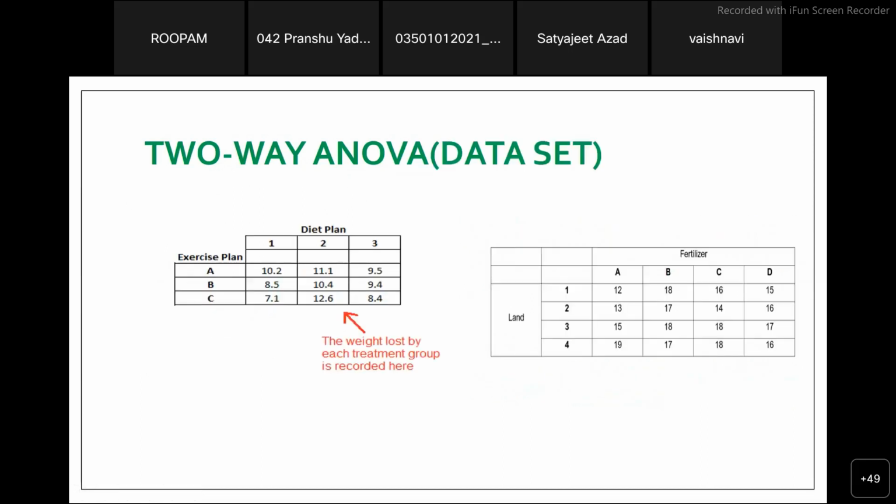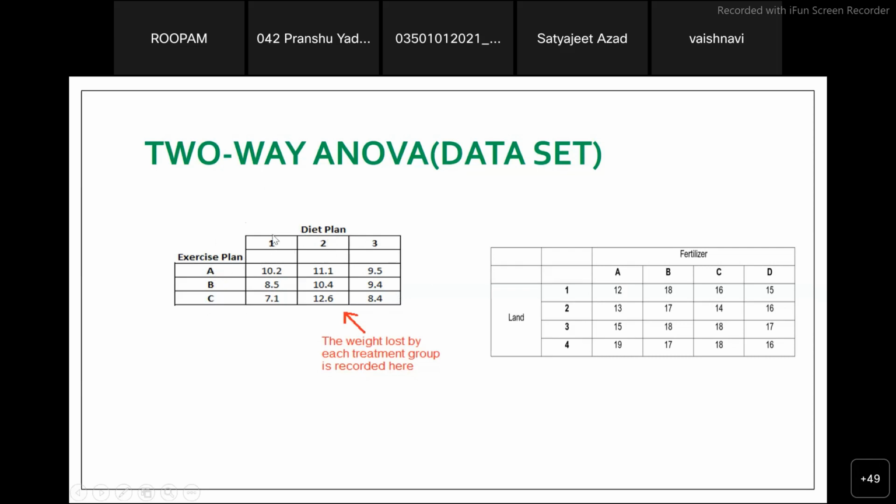I'm just showing you the data set first, so that you can understand what a two-way ANOVA data set looks like. Just see the kind of exercise plan. Let's say you were exposed to exercise plan A, B, and C, and the diet plan they have given you is 1, 2, and 3. So 3 diet plans and 3 exercise plans, and then they checked your weight loss.